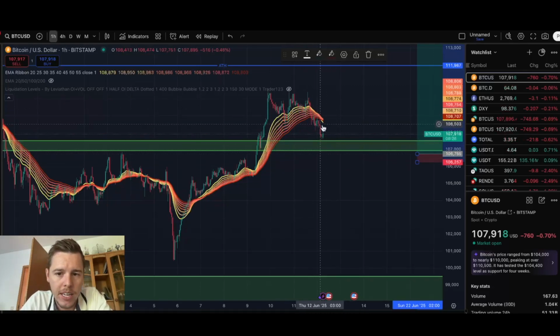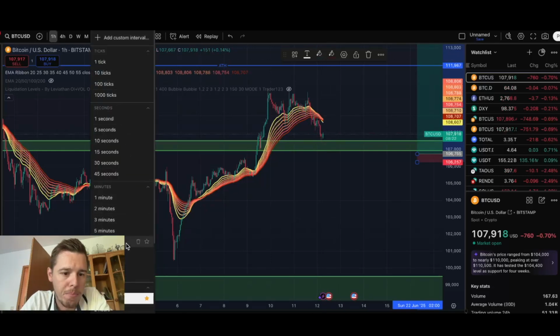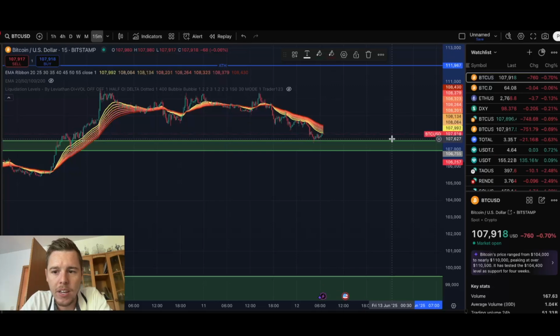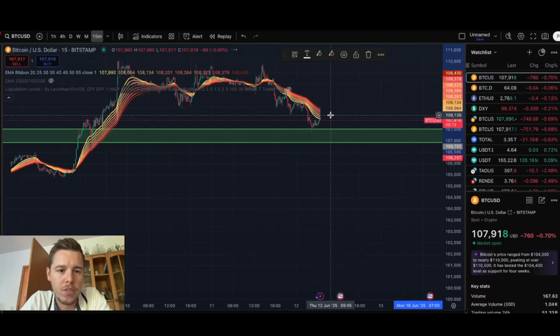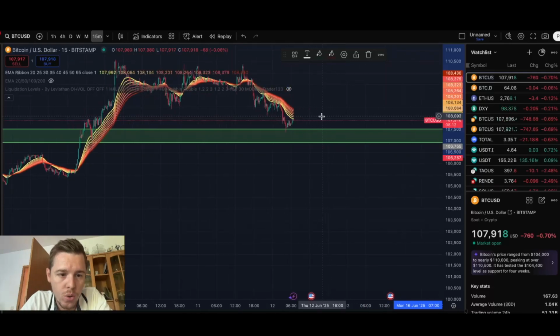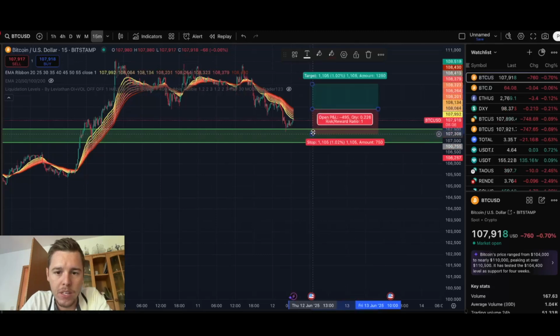The next targets: when we go to the 15 minute chart, we are now getting resistance from the EMA ribbon. As soon as it flips, that's a good opportunity to go into a new long position. So we have two setups. One, if we are going down there. The second setup would be here.